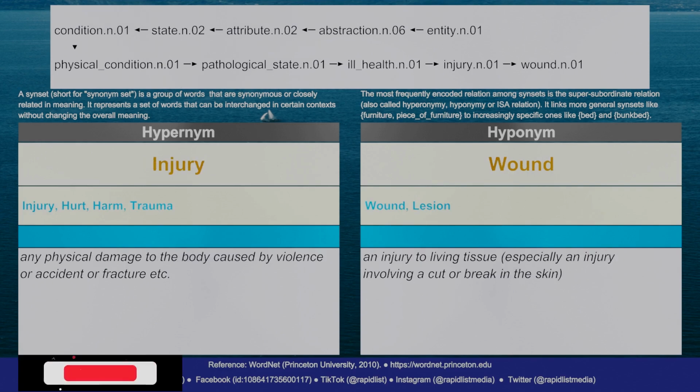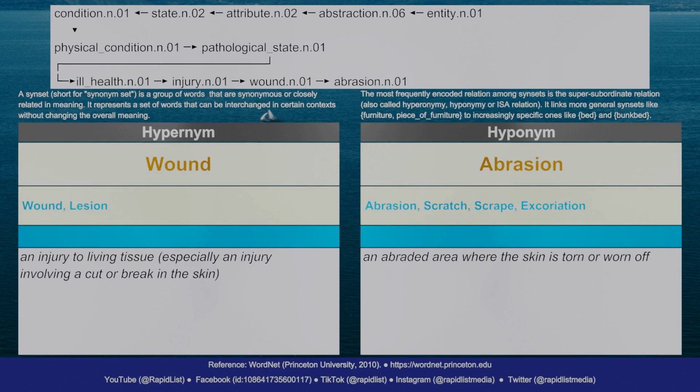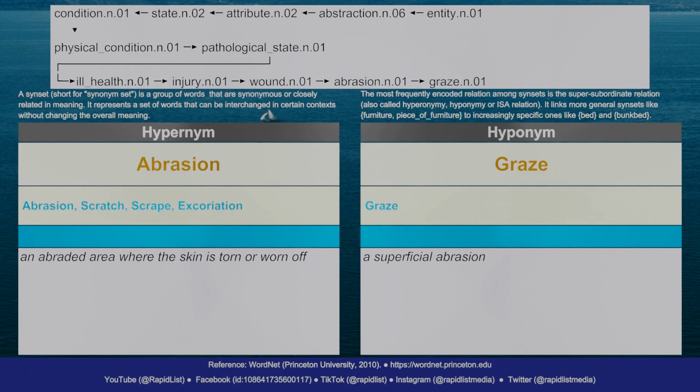Wound. An injury to living tissue, especially an injury involving a cut or break in the skin. Abrasion. An abraded area where the skin is torn or worn off. Graze. A superficial abrasion. Rope burn. Abrasion, usually on the hands, caused by friction from a rope.